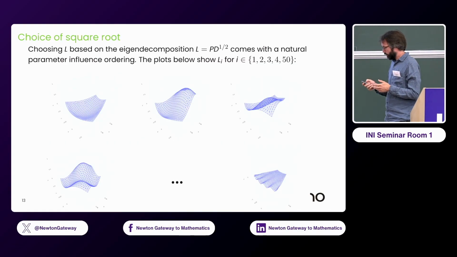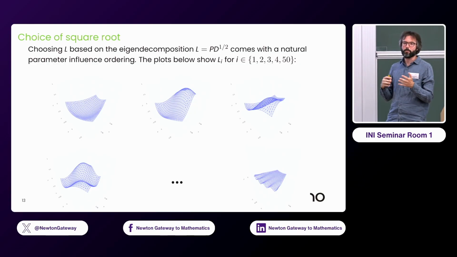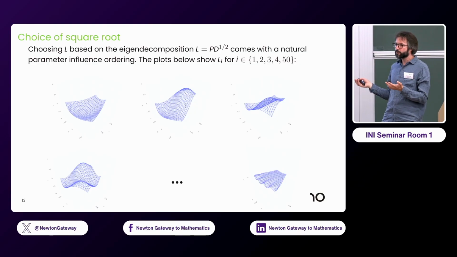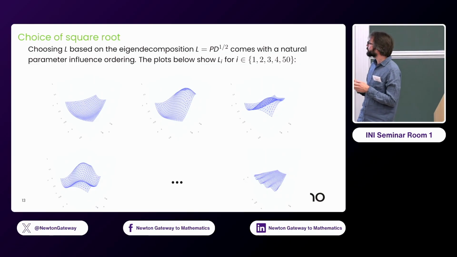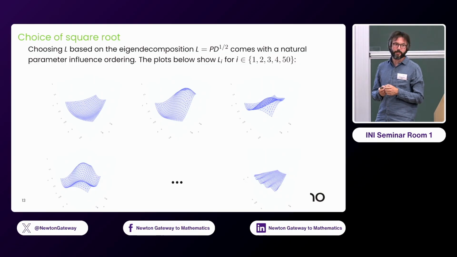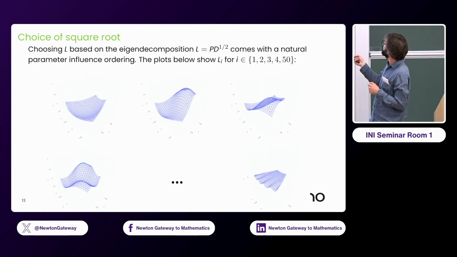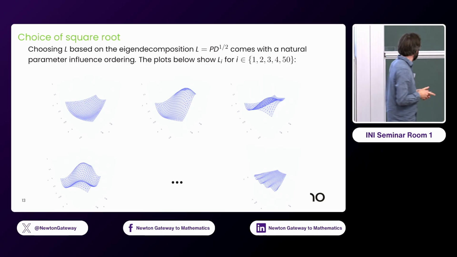So one thing I didn't discuss previously is the choice of these square roots I'm using. Typically people would use a Cholesky decomposition of the covariance matrix in order to get samples. There's one that is a bit more relevant in our case. It's taking the square root from the eigen decomposition of the covariance matrix.